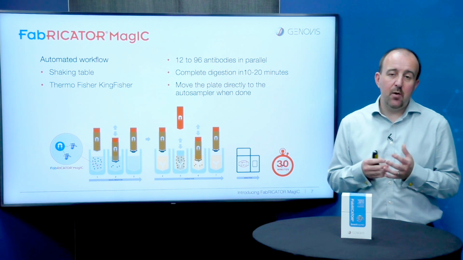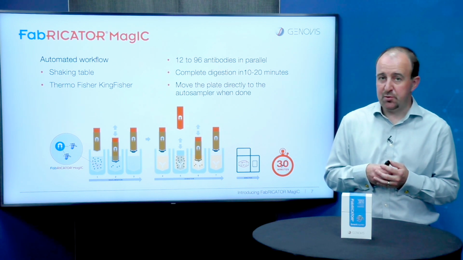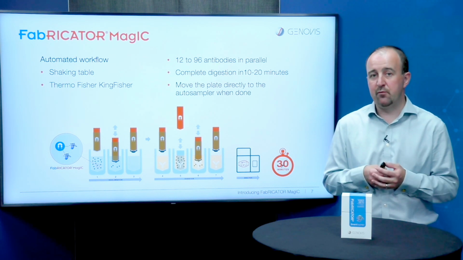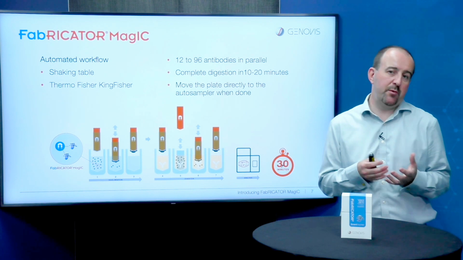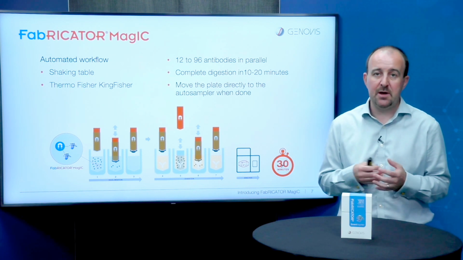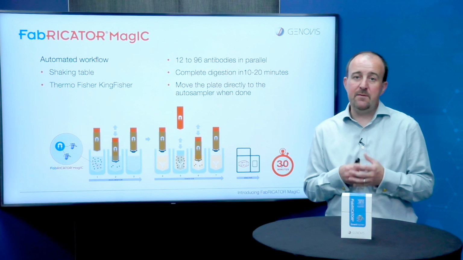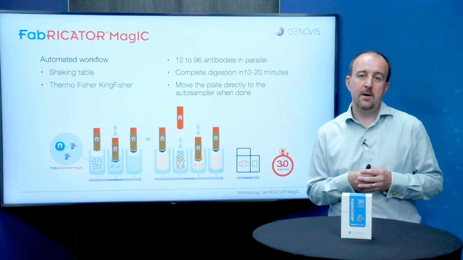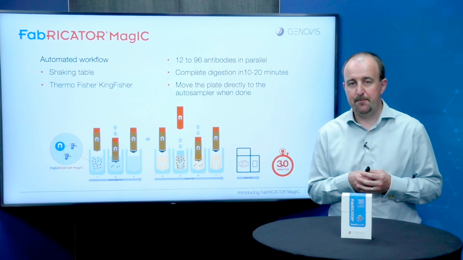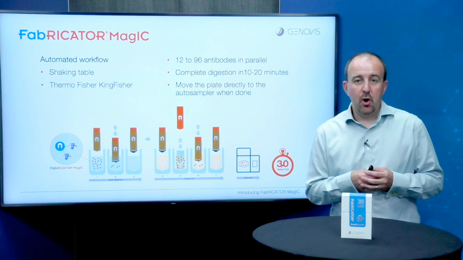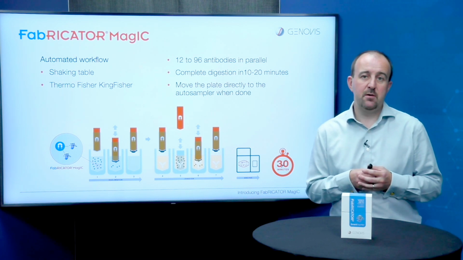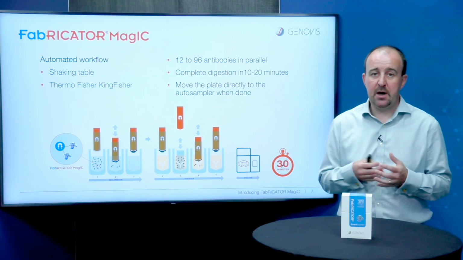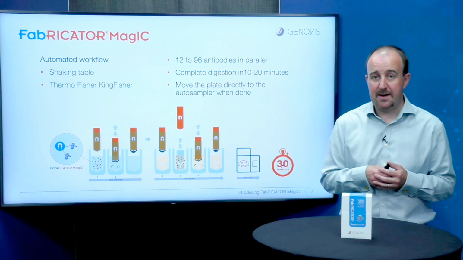So as I mentioned, we wanted to make this compatible with automation systems, but of course not all labs have access to expensive robots. We therefore have an optimized protocol for FabRICATOR Magic on the shaking table. So even if you don't have an instrumental robot that you can automate on, you can still use this enzyme on magnetic beads. We also optimized the protocol for the KingFisher, which is a small, compact benchtop instrument from Thermo Fisher, which is ideal for being able to handle magnetic beads.